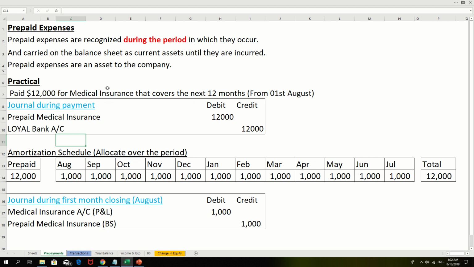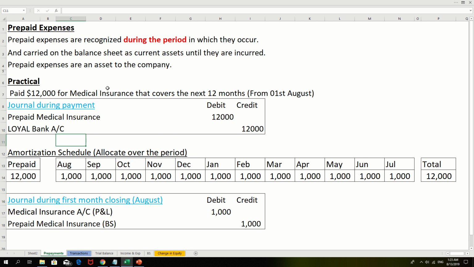So, what is the treatment of the same in the books? First of all, let us remember the golden rules and the practical strategy, how we can recognize the entry, the journal entry. Okay, most of you already know the journal entry for the same. Even so, I have to explain the same in my words.